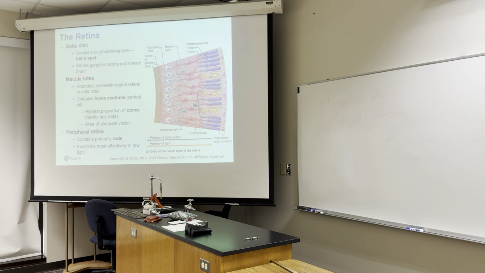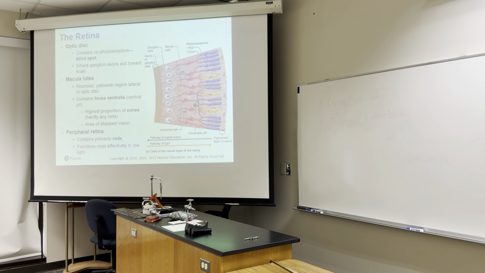Now, we did talk about the optic disc. That optic disc does not receive any information from that specific part because that is the blind spot. However, do you know which part of your retina helps you to see the best? We talked about it in the lab. There is a part in your retina which takes in visual stimulus very effectively. What is the name of that part? Macula lutea. It contains the fovea centralis. This is the central pit, and this has the highest proportion of cones, the area of sharpest vision.